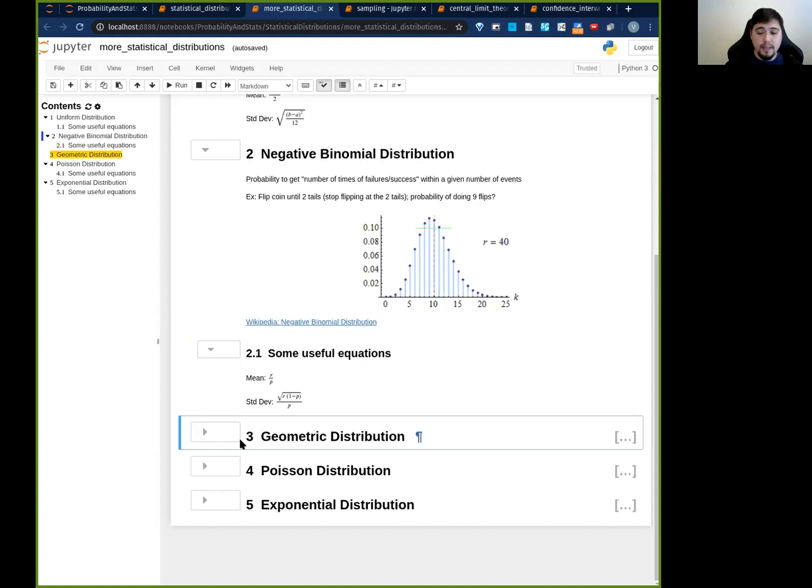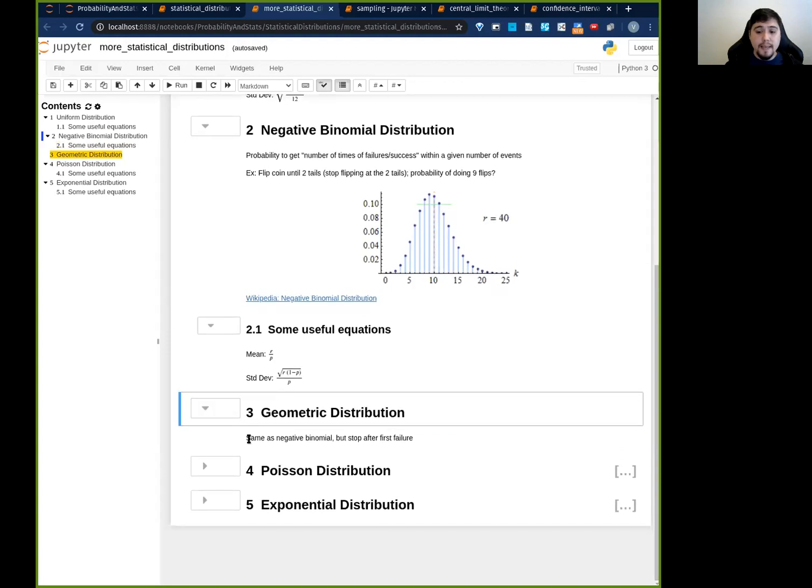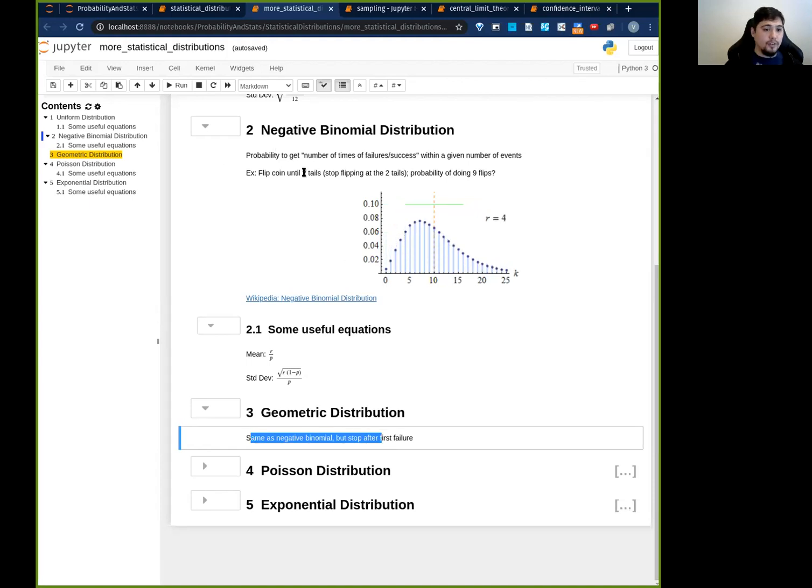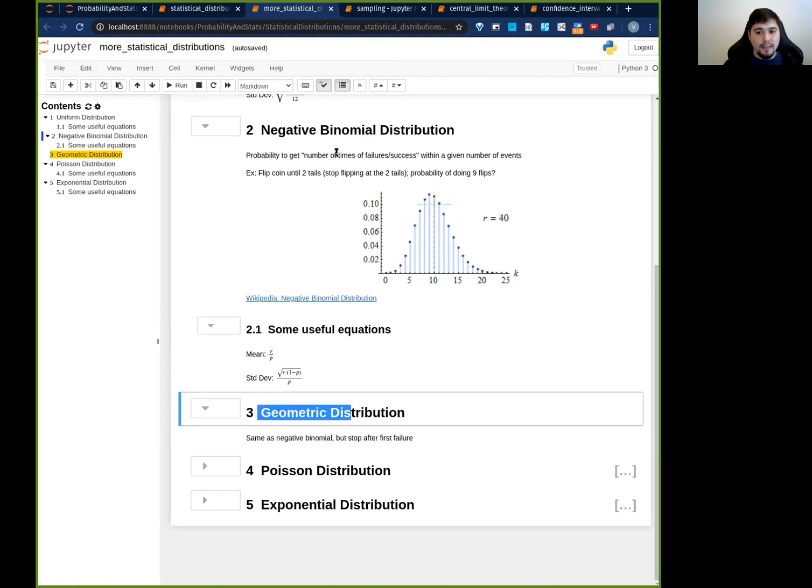Okay. Geometric distribution. This is basically the negative binomial, but it stops after the first failure. Basically, I don't even talk about this. It's essentially this literal thing, except that you stop after the first failure. So in this case, 1 failure is a tails. It gets its special name because it's the first failure, but it really is just a negative binomial distribution. So I don't even talk about it.